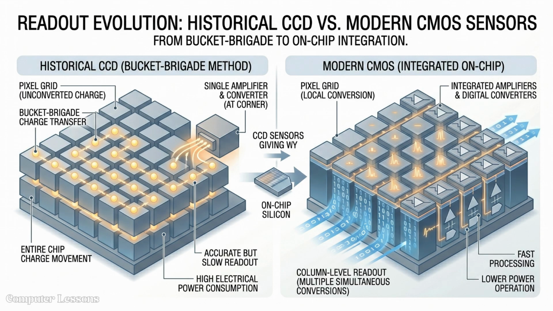Historical CCD sensors moved charges across the entire chip to a single corner for conversion and readout. This bucket brigade method was accurate but slow and consumed significant amounts of electrical power during operation. CMOS sensors replace them by integrating amplifiers and digital converters onto the same piece of silicon.